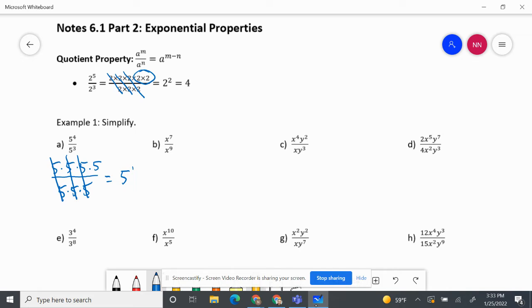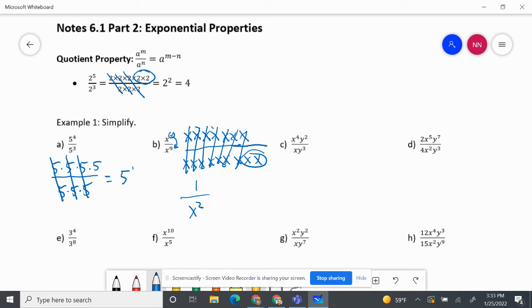In the same way, x to the 7th is 7 x's, and then x to the 9th is 9 x's. Notice how much work this is to write it out. And if we cancel them, what we notice is that we have 2 x's. 9 minus 7 is 2. But notice that the x's are in the denominator. So we have to make sure that we have the x squared in the denominator. So we always want to bring the least value to the greatest value.